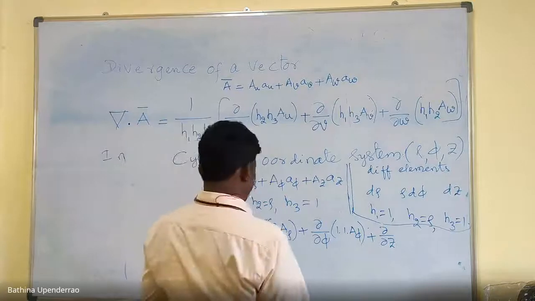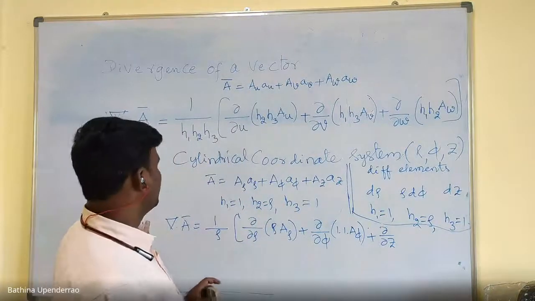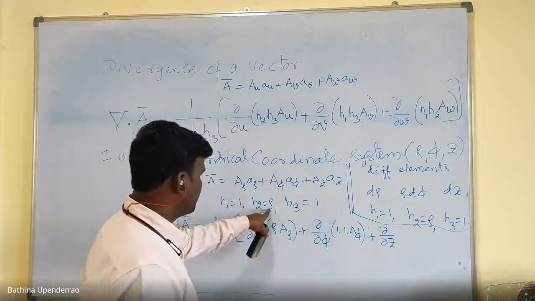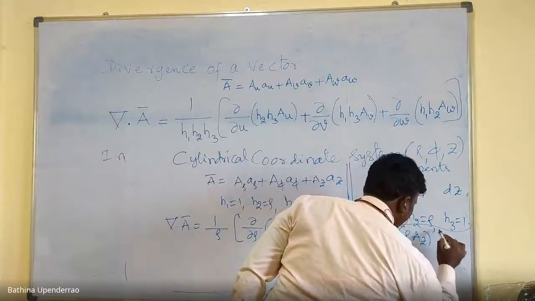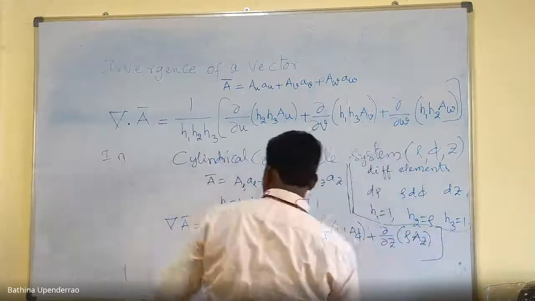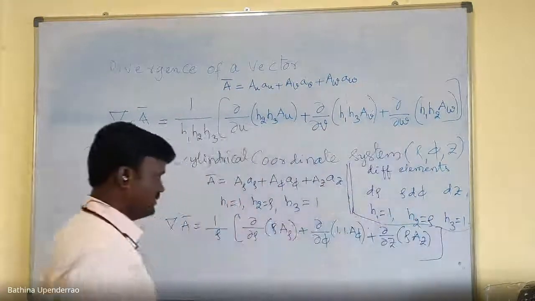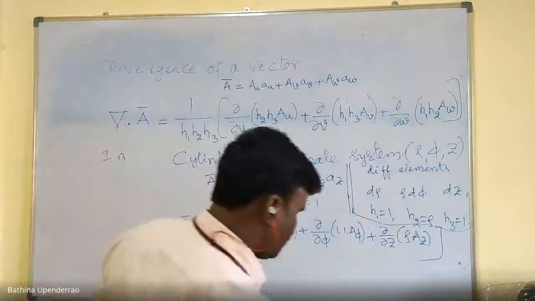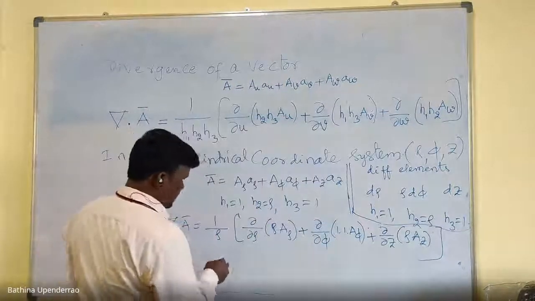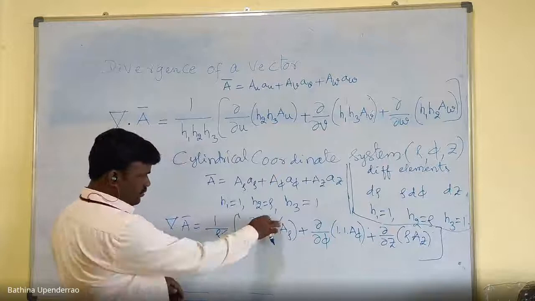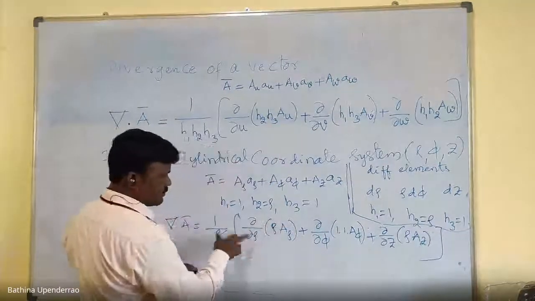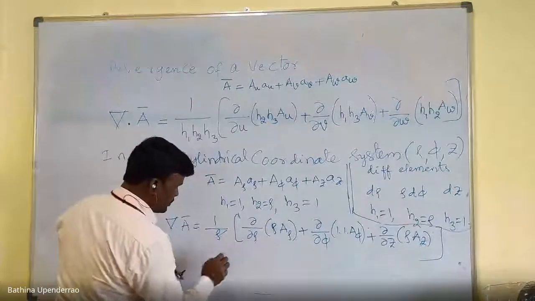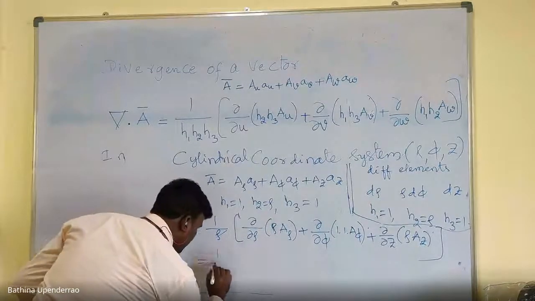Of h1 h2. The h1 value is 1, the h2 value is rho. So then you can write rho into Az, with this 1 by rho multiplying the whole. Now simplify. Here, can I cancel this rho by rho? No, since here it is partial differentiation with respect to this rho. So that's why we have to write it like this only.